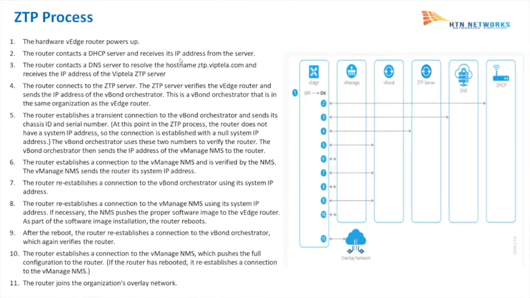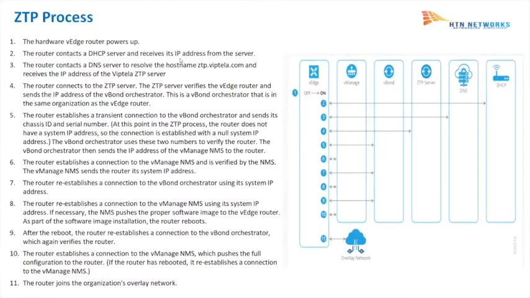The vManage sends the router, if you have a template configured, the system IP address, because initially it has a null system IP address. So vManage will send a system IP address. There are two ways: either you can configure a system IP manually, or if you have a template, then vManage will send the system IP address to the VH router.